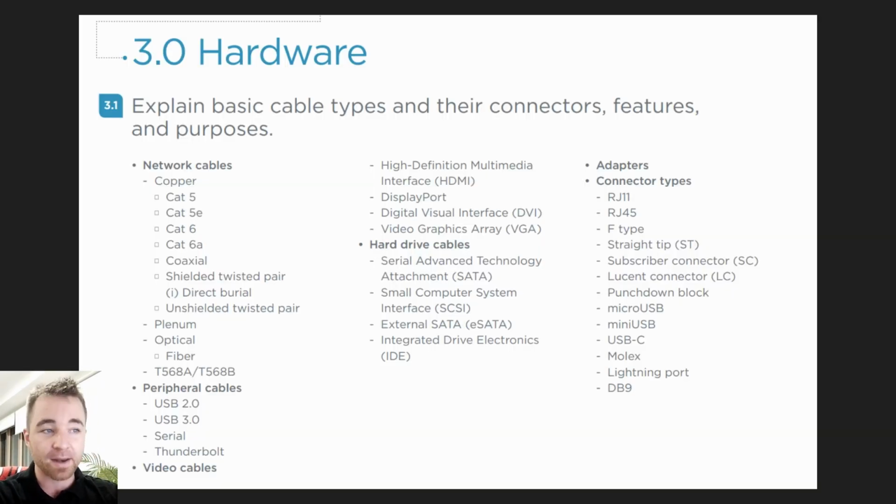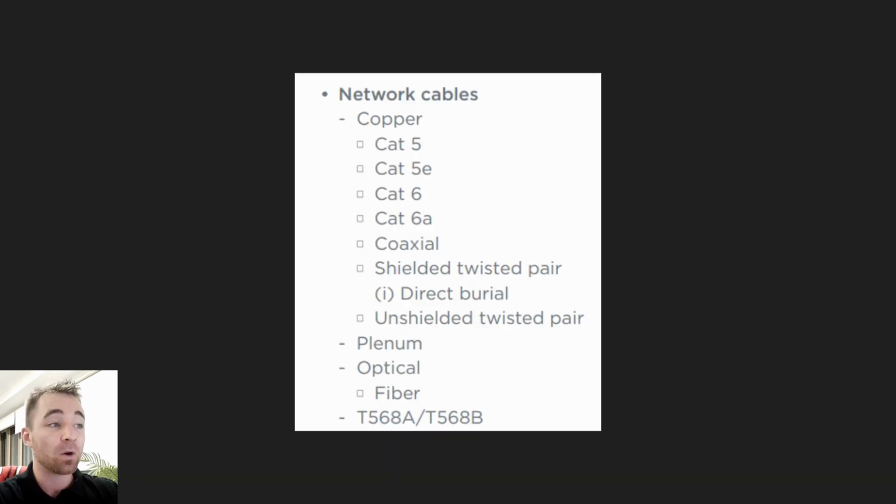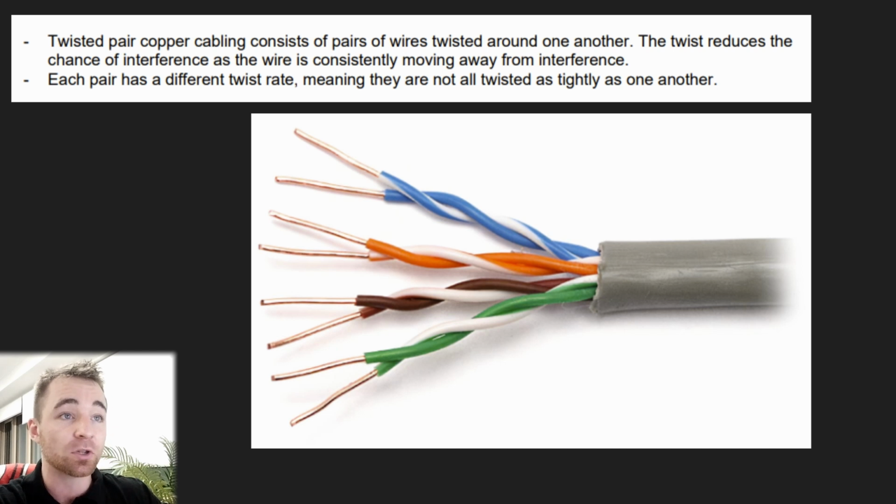We're going to go ahead and look at network cables, the different types we have there: copper cables, peripheral cables, video cables, hard drive cables, adapters, and connector types. It's going to be a big video, but we're going to get everything we need to know out of this video. So let's jump straight into it with network cables, okay? In particular, we'll start with copper cables. So first up, copper cable.